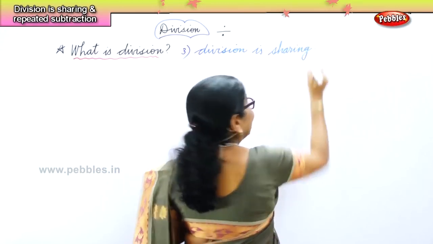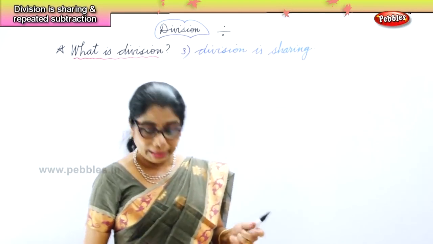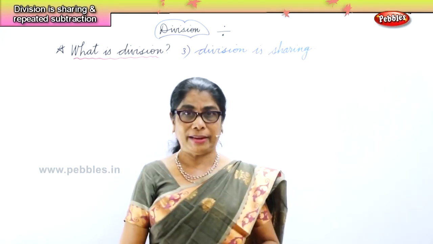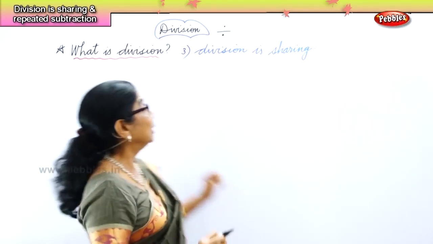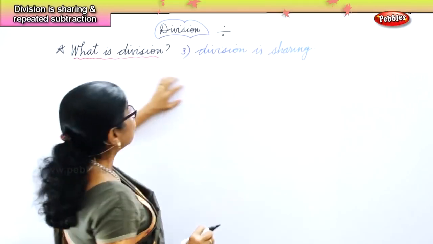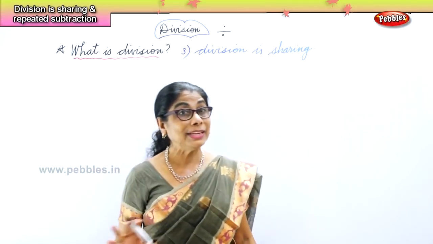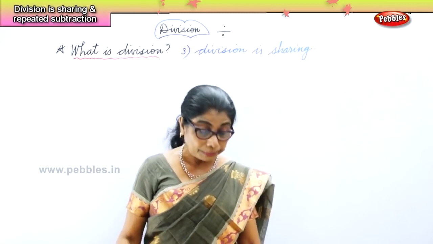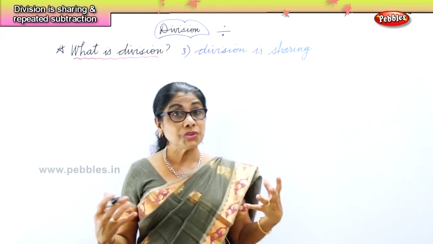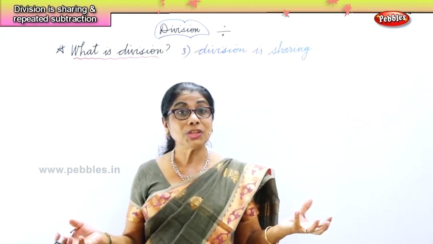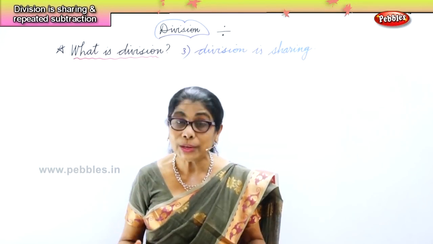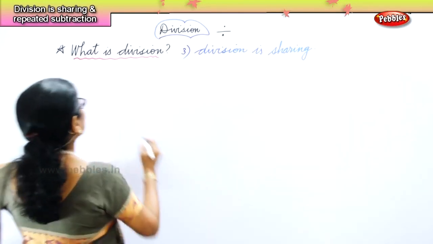You need to share, and that is equal sharing, not simply any sharing. Okay? So the third one, what is division? Division is sharing, and sharing should be done equally. Now, there are 6 chocolates to be shared between 2 children.